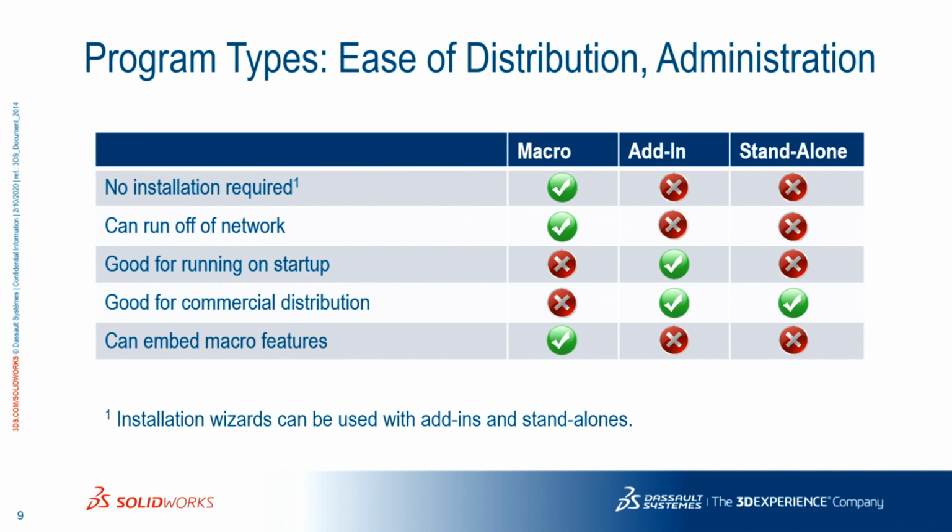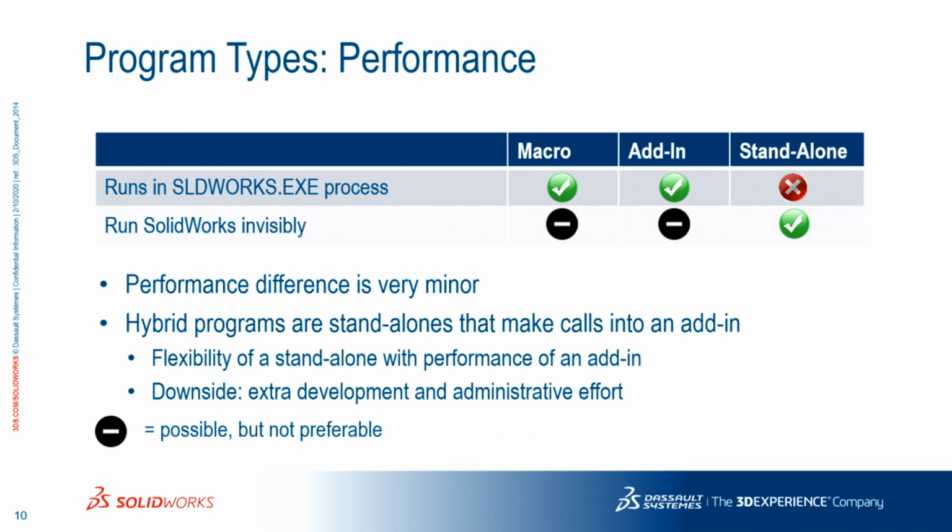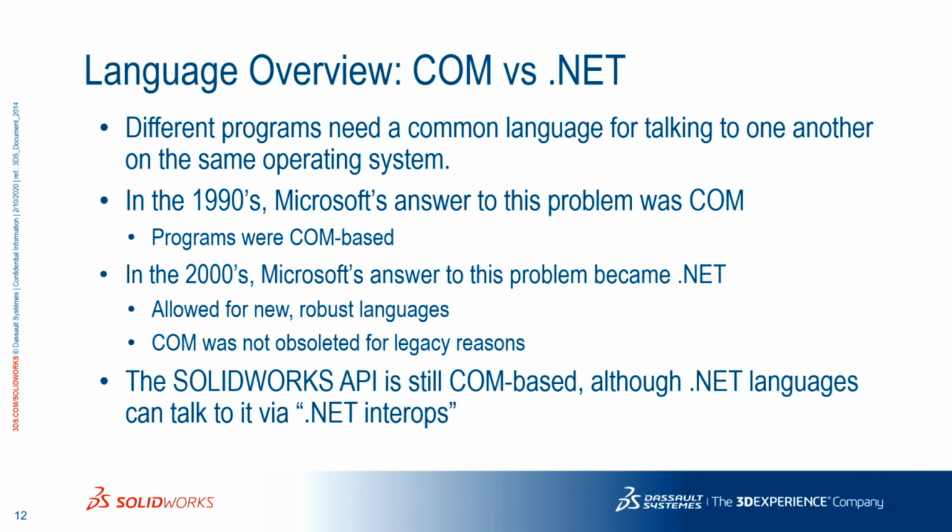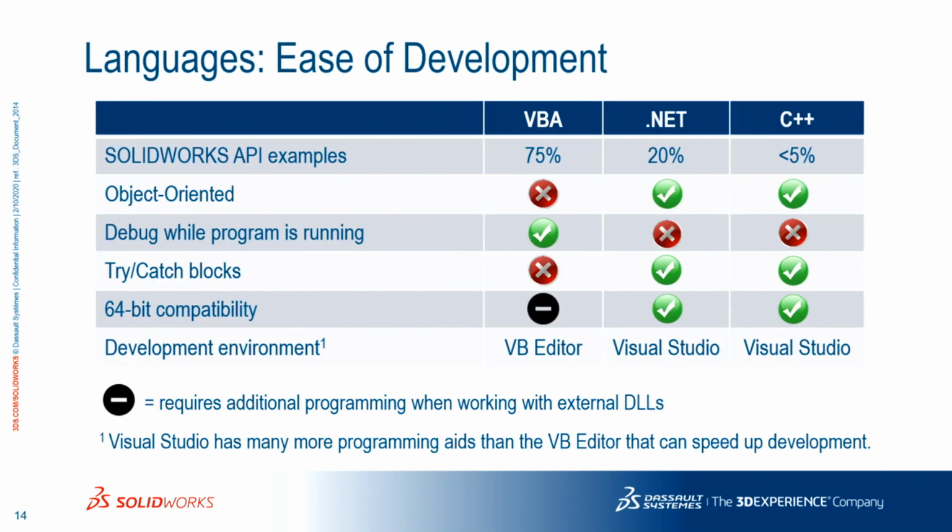Good for commercial distribution, you definitely want to go the .NET route. I can't see any good reason to publicly sell macros in any serious sense. And then macro features we're not going to get into, since we don't have time, but there are some pros and cons there as well. Performance is not significant enough that I'm going to spend a lot of time talking about that. Languages, I think I've said the most important points.